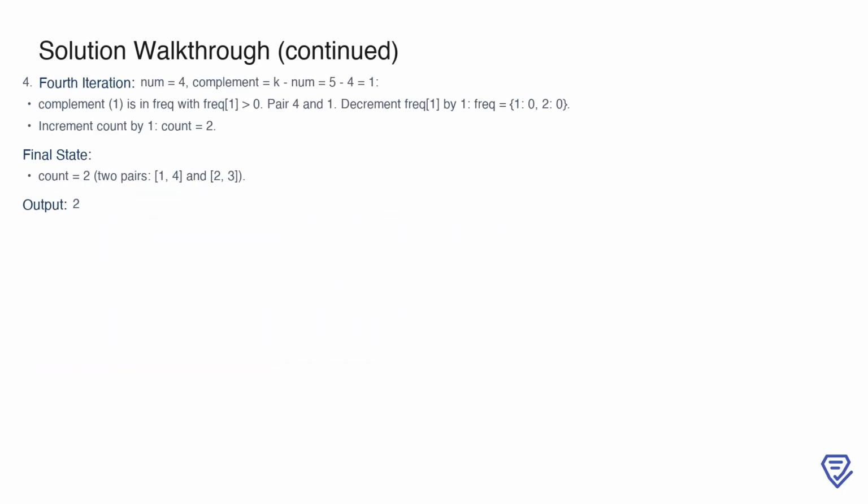In the fourth and final iteration for this example, we process the number 4. The complement required to reach k is 1, which is present in the frequency map with a frequency greater than 0. This means we can form another valid pair, (4, 1). We decrement the frequency of 1 by 1, updating the map to frequency = {1: 0, 2: 0}, and increase the count to 2. At this point, we have processed all numbers, and the final count is 2, representing two valid pairs, (1, 4) and (2, 3). The output for this example is 2.